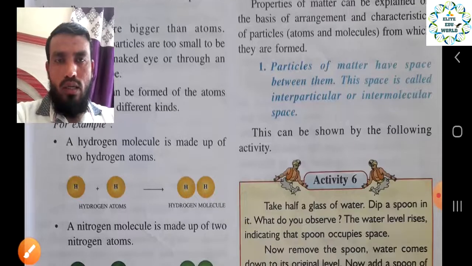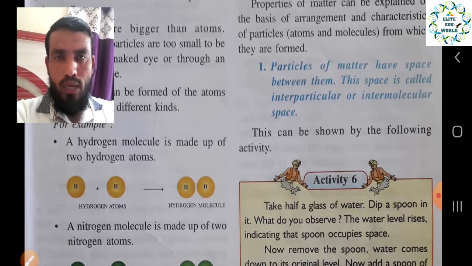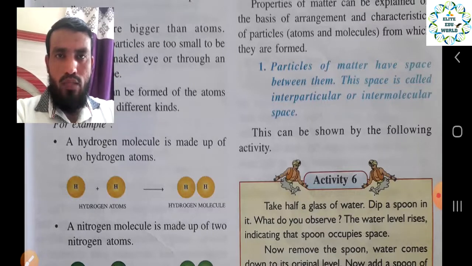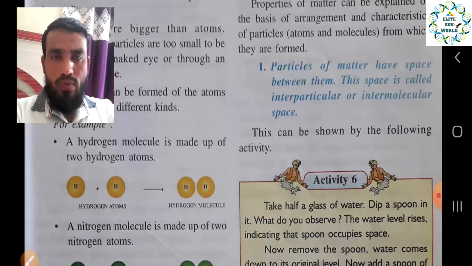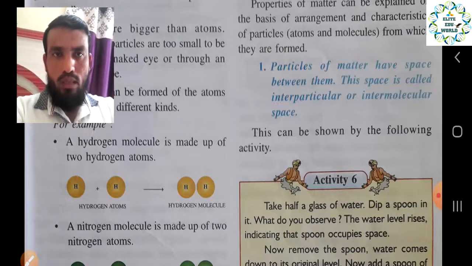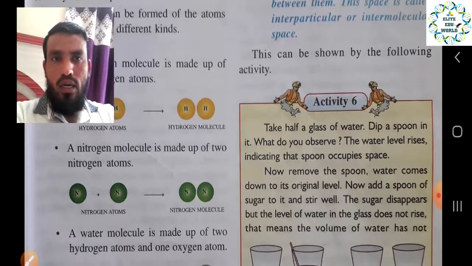In this case we are looking at an example of the same kind of atom: hydrogen plus hydrogen, both atoms of hydrogen, combine together and make a molecule of hydrogen. So one more thing becomes clear here. The smallest quantity is the atom. When atoms combine together they make a molecule, and they can be the same kind of atom or a different kind of atom.